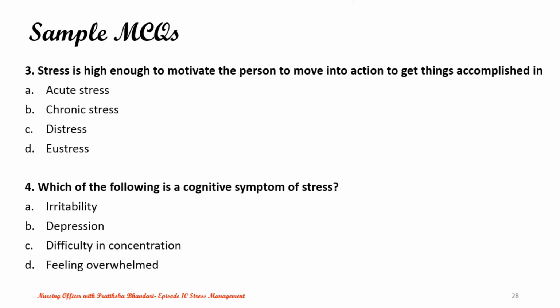Question number 3. Stress is high enough to motivate the person to move into action to get things accomplished in. In types of stress, there were acute stress, chronic stress, traumatic stress, and in another classification there was eustress and distress, and eustress is the one that helps to motivate the person for accomplishing goals. Question number 4. Which of the following is a cognitive symptom of stress? Cognitive is related to thinking and concentration, and the correct answer is difficulty in concentration.